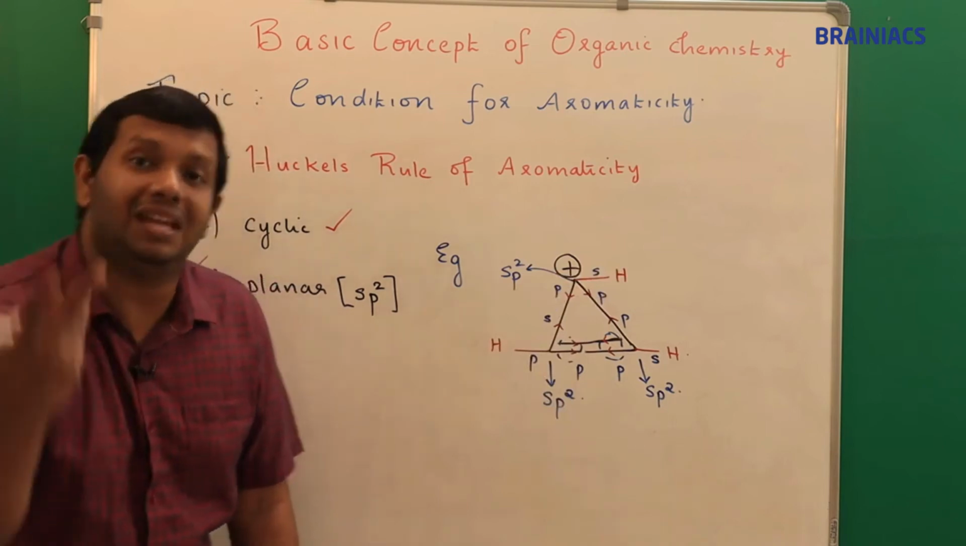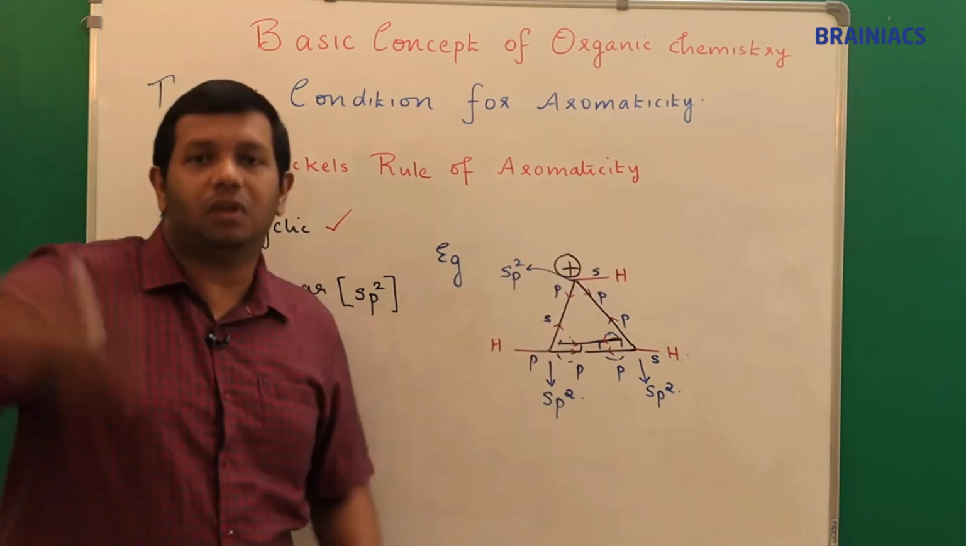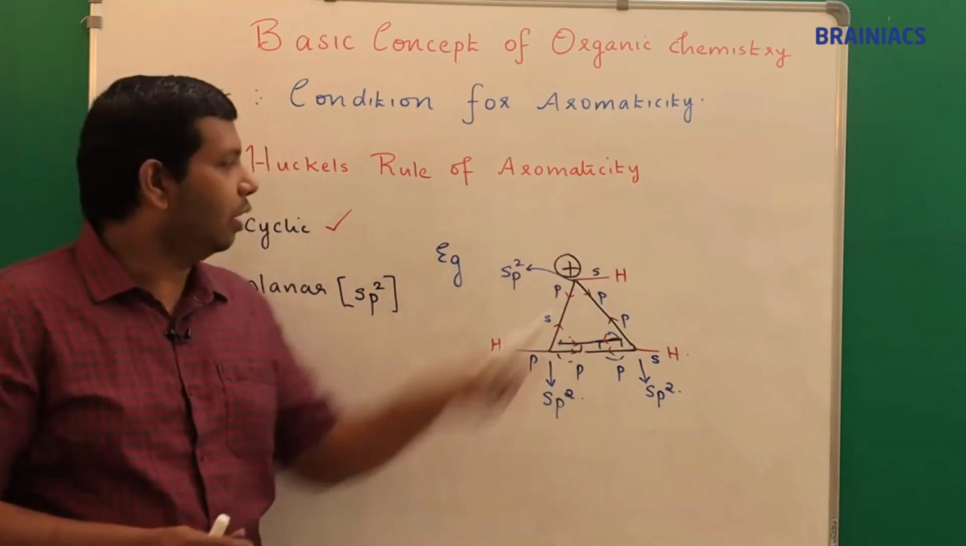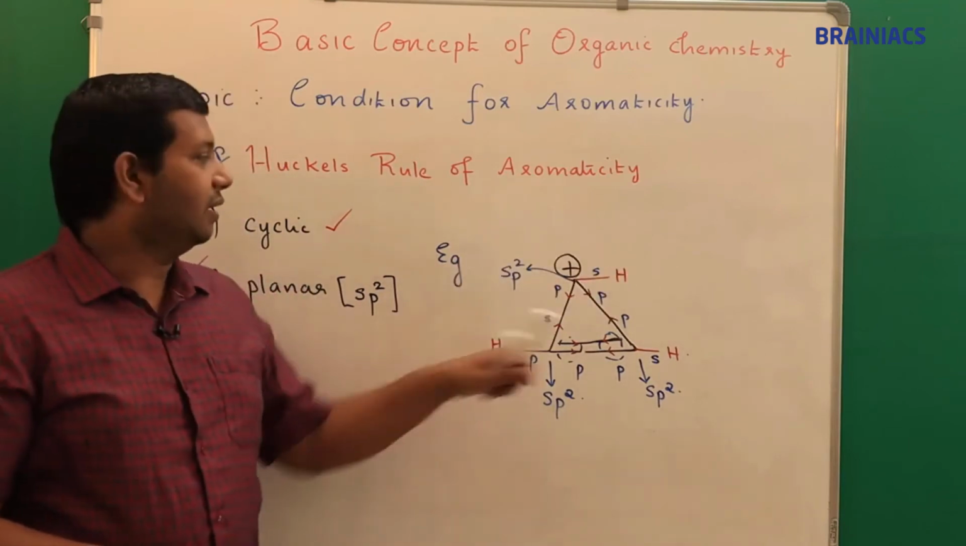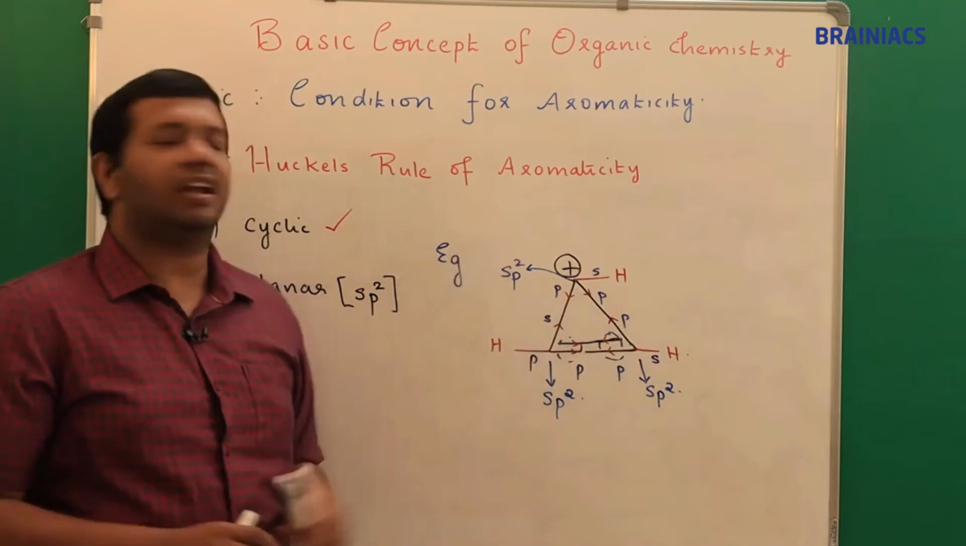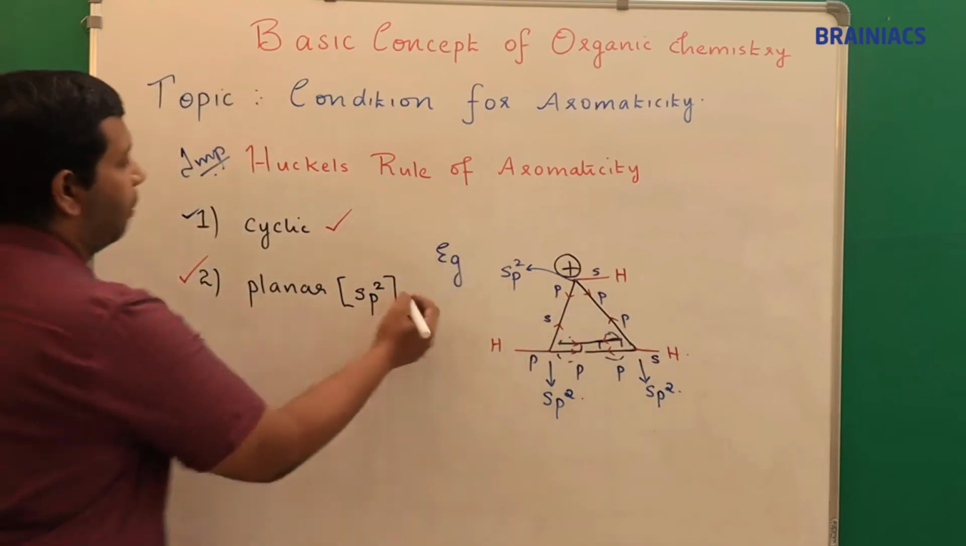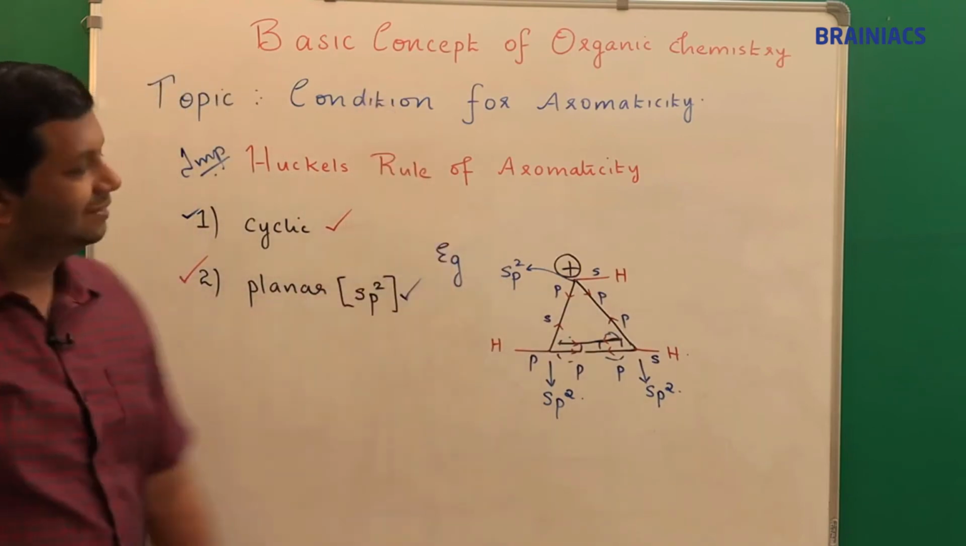Earlier, when this positive charge was not present, what was the hybridization of this carbon? It was sp3. Now, due to bond breaking, one species, hydrogen, has gone out. Now the hybridization changed to what? sp2. So I can say that all the 3 carbon atoms are sp2 hybridized. That means the compound is planar.